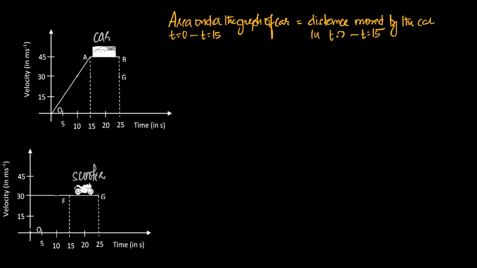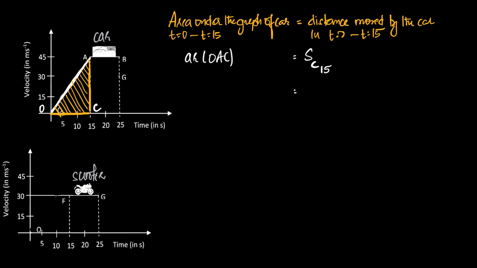Which means, what is the area under the graph for this curve? See, this is the curve for the car, and up to t equal to 15, this highlighted region is the area under the curve. So the area under the graph is basically the area OAC. Say area OAC is equal to the distance moved by the car in t equal to 15 seconds. Okay.